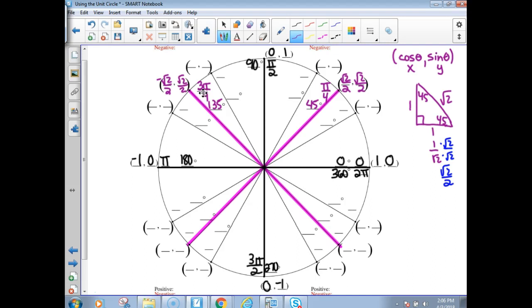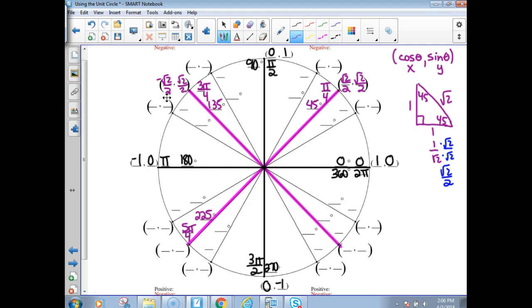Then I keep counting. 3 pi over 4 is where I was at. Now I'm going to go 4 pi over 4, which is another 45, and that's pi. Then I hit the next one, 5 pi over 4, and that doesn't reduce, it gets labeled 5 pi over 4. And I've gone 45 into quadrant 3. So I add 45 to 180, and that's 225.